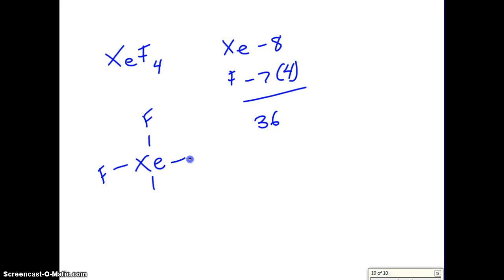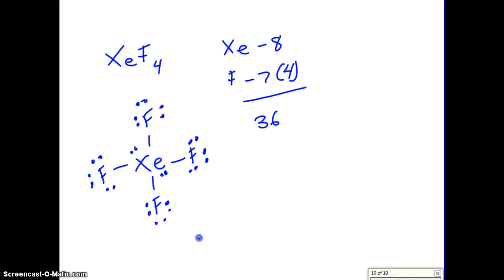We draw our fluorines around it, and we use 8 of the 36, which means we have 28 more to go. So 2, 4, 6, 8, 10, 12, 14, 16, 18, 20, 22, and 24, which means we still have 4 more to show. So again, what we do is we put those 4 in pairs around the central atom. I'm not putting them next to a bond because they're not part of the bond. It basically means we have 6 areas around xenon. 1, 2, 3, 4, 5, 6.